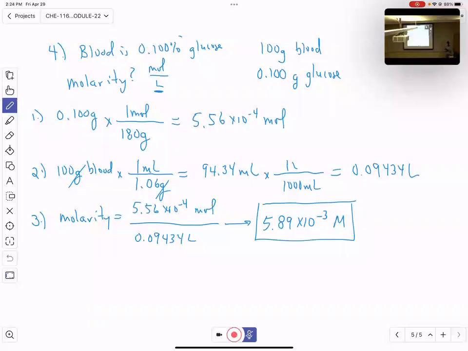Given mass percent, right, we could take 100 grams of that sample and find out how many grams of that sample will be glucose. We needed to do that because we need to find moles. Moles come from grams. And then once we knew the moles in the sample, we needed to find the volume. So for that, I took the mass of the sample, converted it to milliliters using the density, and then I could find concentration, because concentration, molarity, is moles per liter. They get something like 5.89 times 10 to the minus 3 molar.